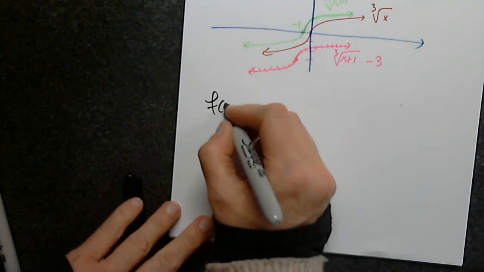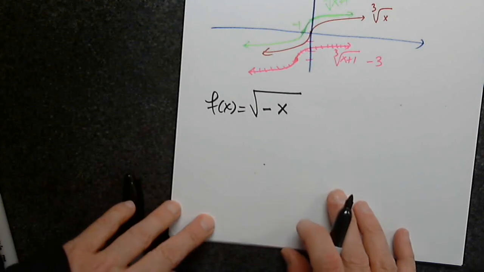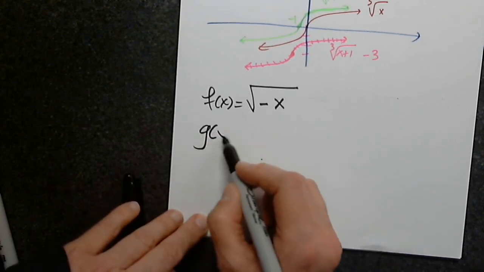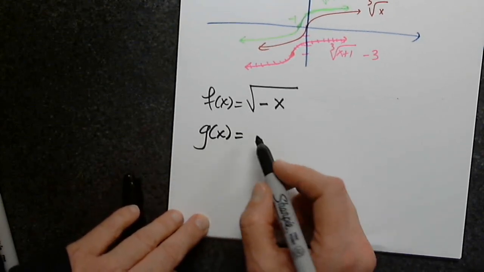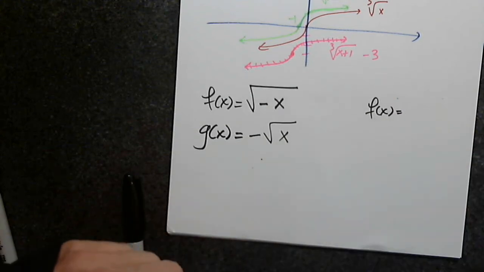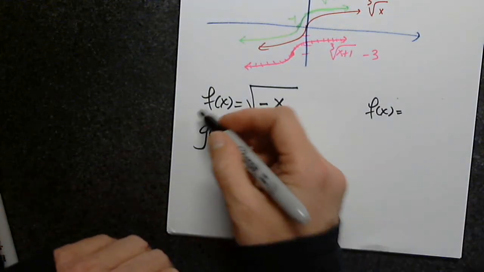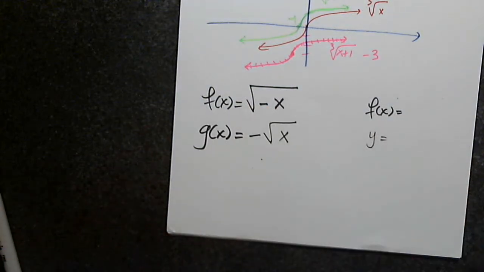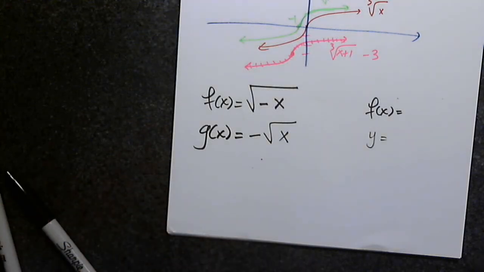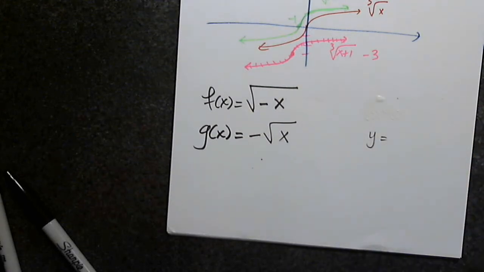Let's look at the following graph. F of x equals the square root of negative x. And g of x, independent of that, negative the square root of x. Now, please tell me which function did I use. I want to denote it by y, not to be confused with this. So which function did I use to create function f and function g? Very good, of course. I used the square root of x.